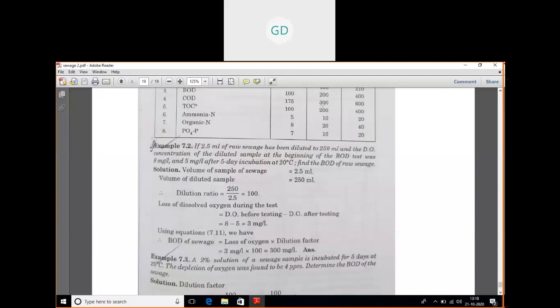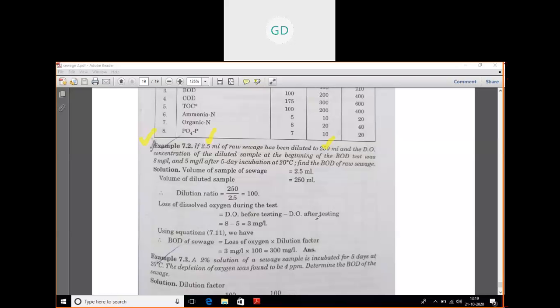See this numerical 7.2. It is written here that if 2.5 ml of raw sewage has been diluted to 250 ml, and the DO concentration of the diluted sample at the beginning of the BOD test was 8 milligram per liter and 5 milligram per liter after 5-day incubation at 20 degrees Celsius, find the BOD of the raw sewage. So here in this question, the volume of the raw sample and the volume of the diluted sample are given. Now they told us to find the BOD of the raw sewage.